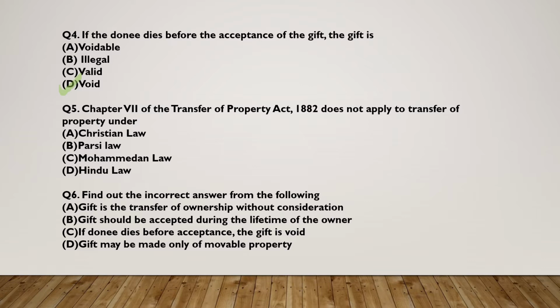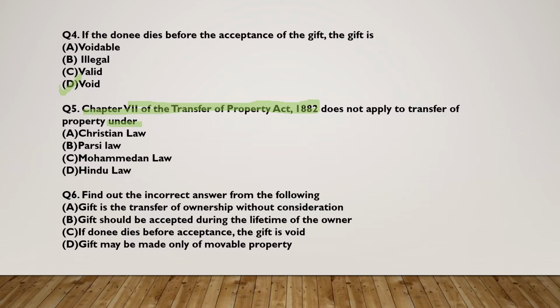Now, question number 5, it says, Chapter 7 of the Transfer of Property Act 1882 does not apply to transfer of property under: option A, Christian law, option B, Parsi law, option C, Mohammedan law, option D, Hindu law. So chapter 7 of Transfer of Property Act, it does not apply to transfer of property under which law? Open your bare act और बताइए मुझे. देखो क्या है इसका करेक्ट आंसर. सी एज पर सेक्शन 129, कौन सा सेक्शन?